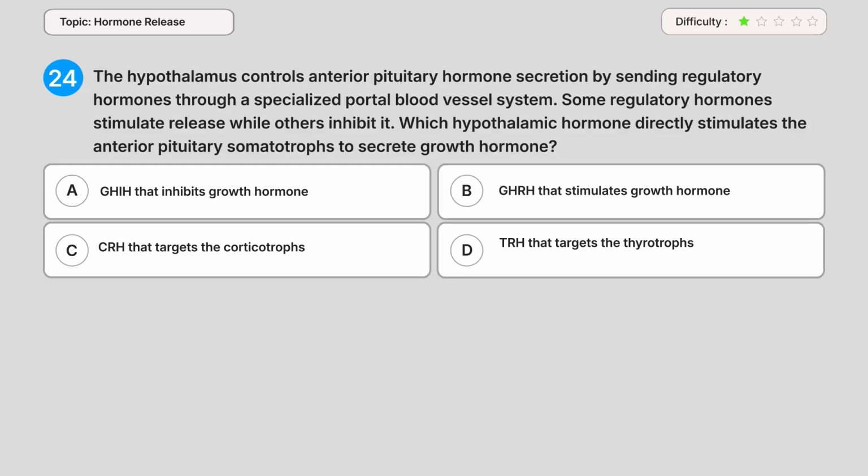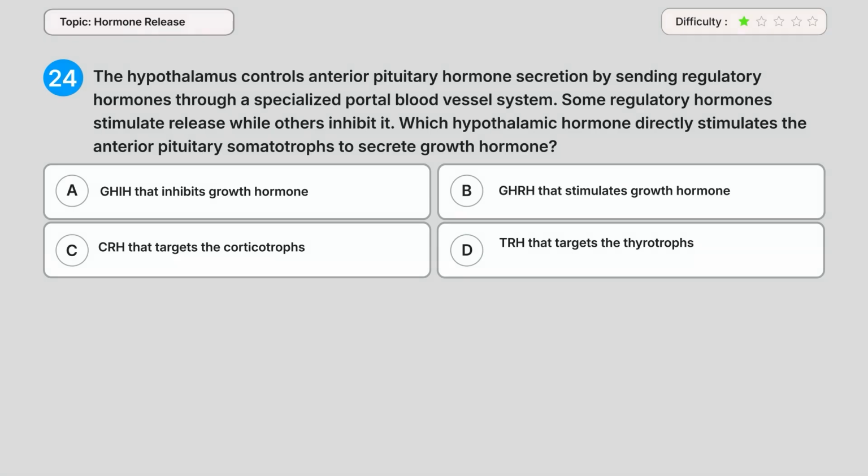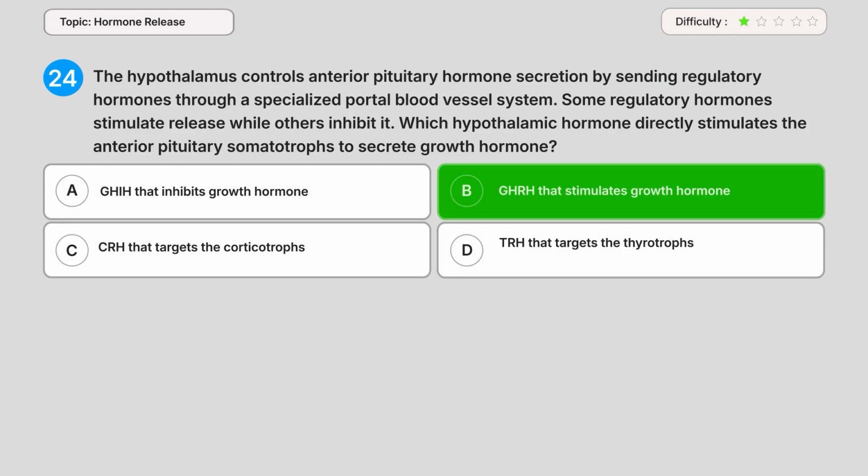A. GHIH that inhibits growth hormone. B. GHRH that stimulates growth hormone. C. CRH that targets the corticotrophs. D. TRH that targets the thyrotrophs. What do you think is the answer? Correct answer, B. GHRH, that stimulates growth hormone.